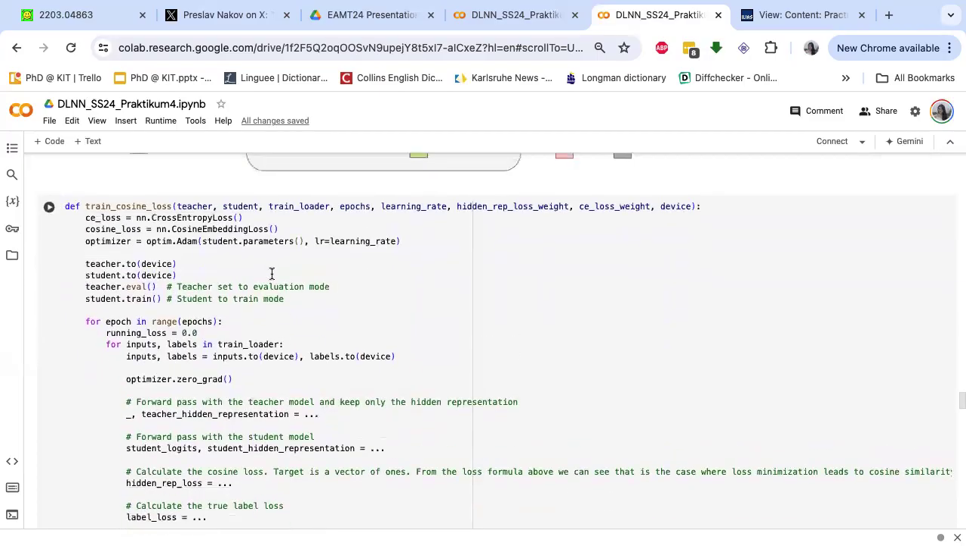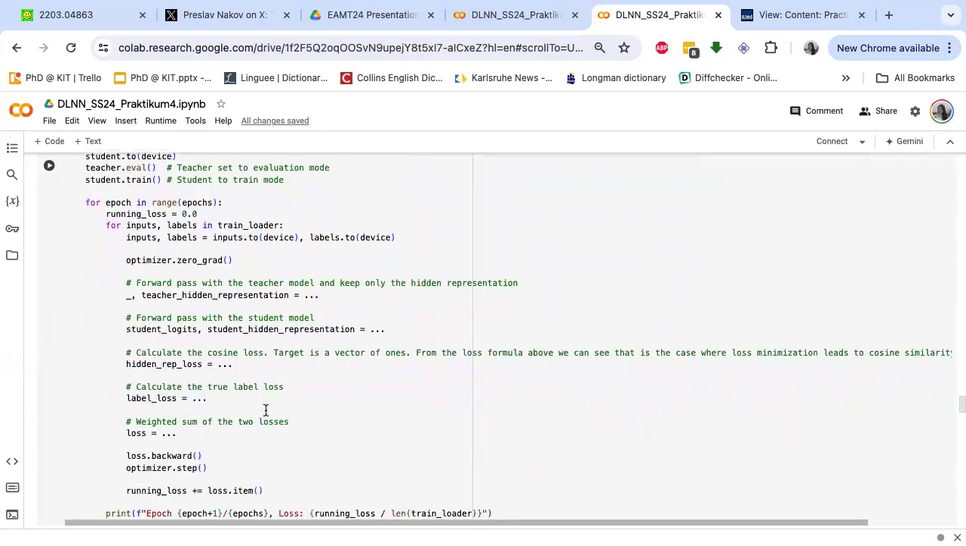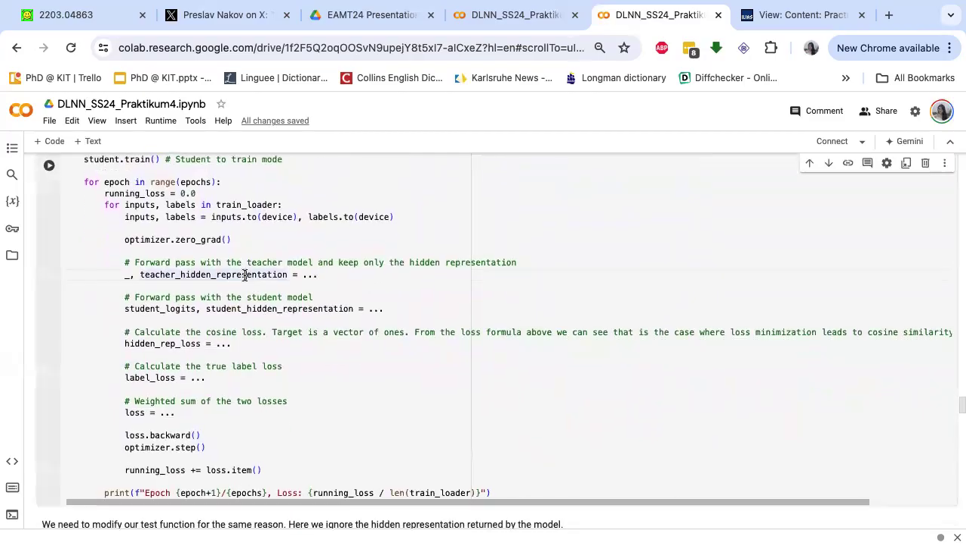And here we have to make some changes in the training process, where you should extract the hidden representation from the teacher and from the student, calculate the loss using the cosine embedding loss, calculate the normal loss, and then do the weighted sum of them the same way as you did before.